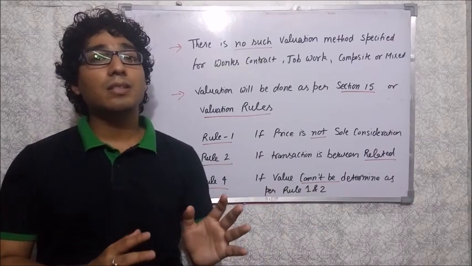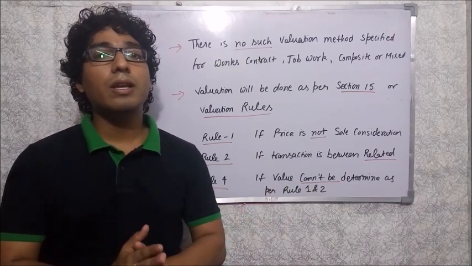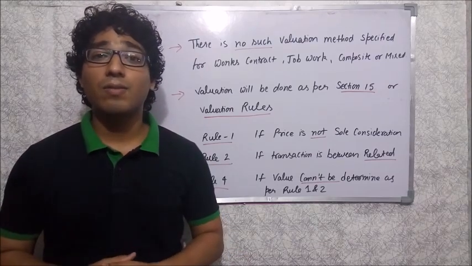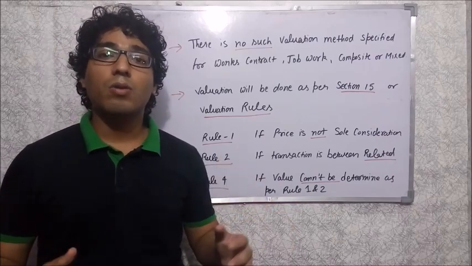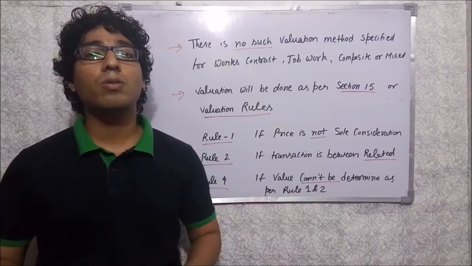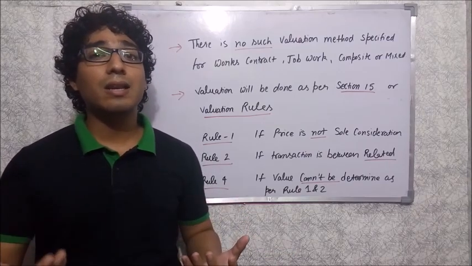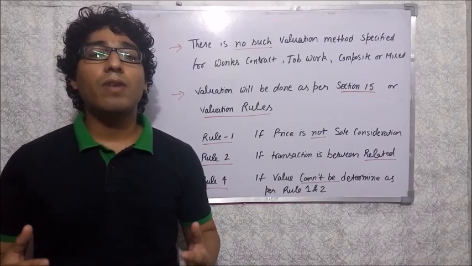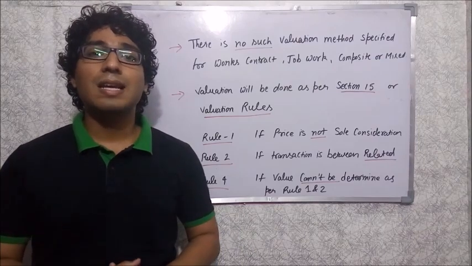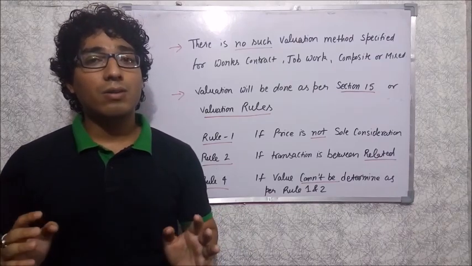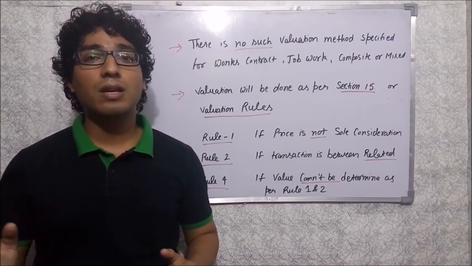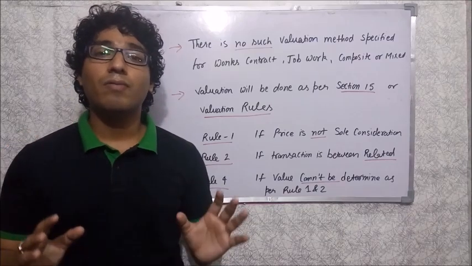But in case the transaction is between the related person or the distinct person, or in case the price is not the sole consideration, then we have to shift on to the valuation rules and determine the value according to the rules. Rule number 1 determines the value in case the price is not the sole consideration. Rule number 2 of the valuation rules deals with the case where there is a transaction between the related or the distinct person, and if we can't find out the value of supply of goods or services as per rule number 1 and 2, then we have to shift on to rule number 4, which says that we have to calculate the value of supply of goods or services as 110% of the cost of manufacturing, production or the provision of services. So that's how the valuation will be done.